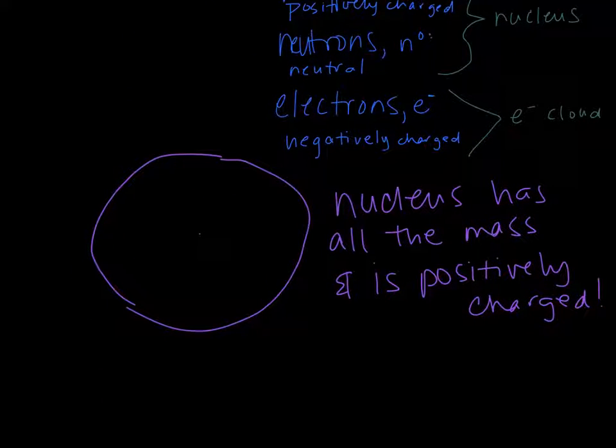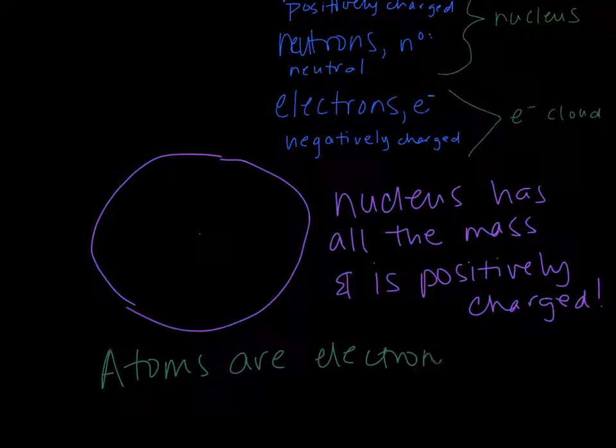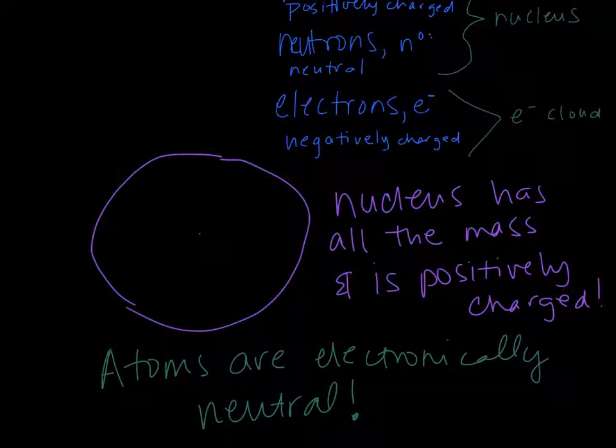So I want to write that down here. Atoms are electronically neutral. And that means that the number of protons has to equal the number of electrons.